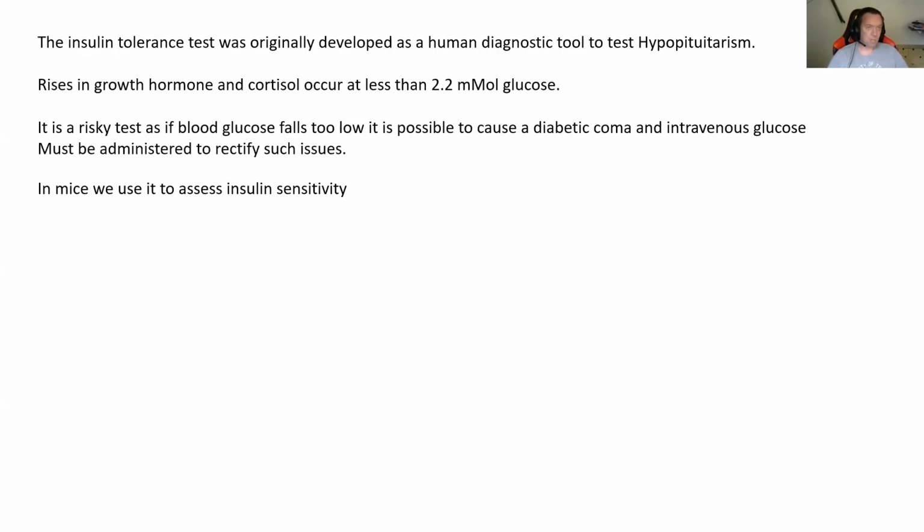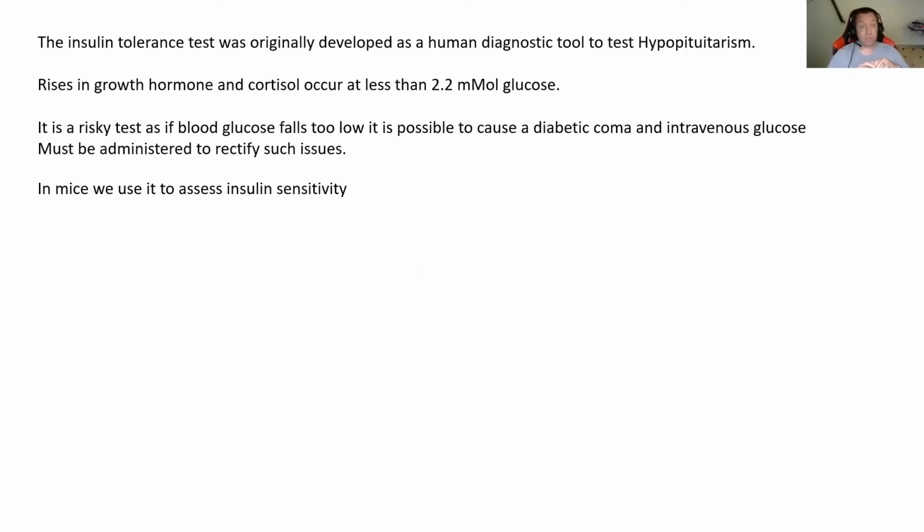Okay. So we move on to ITTs, insulin tolerance tests, because this is a bit more of a direct measure of insulin sensitivity. So the insulin tolerance test was originally developed as a human diagnostic tool to test hypopituitarism. So if you make someone hypoglycemic, you will be able to observe a rise in growth hormone and cortisol if you can get their blood glucose below 2.2 millimoles. So that's generally considered to be the point at which you start to see these counter-regulatory responses.